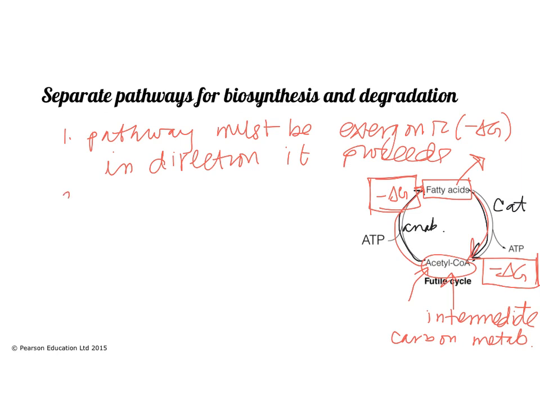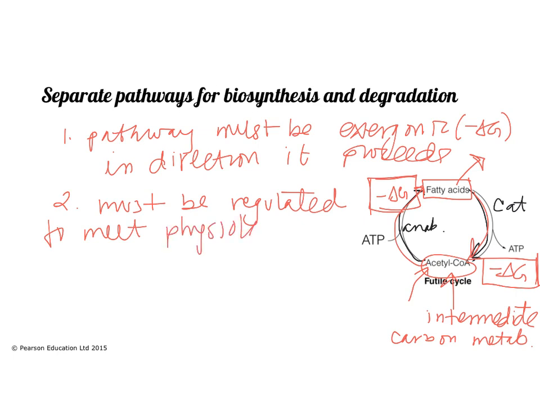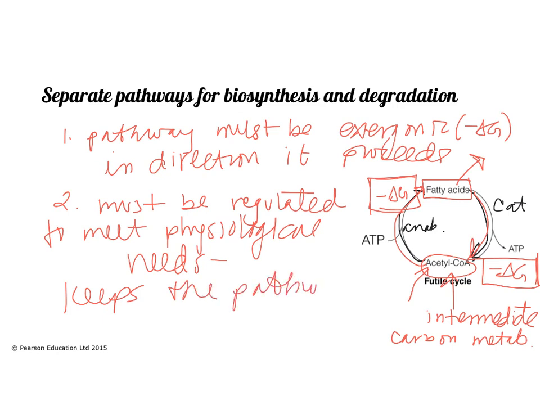Okay, and then another reason that we have to have separate pathways for catabolism and anabolism, even if they involve the same intermediates, is that they have to be regulated. Regulated, let's say, to meet physiological needs. And essentially, it keeps the pathways from being futile or having futile cycling.